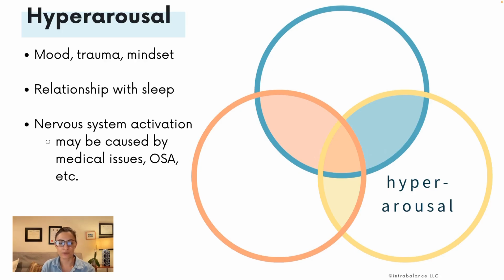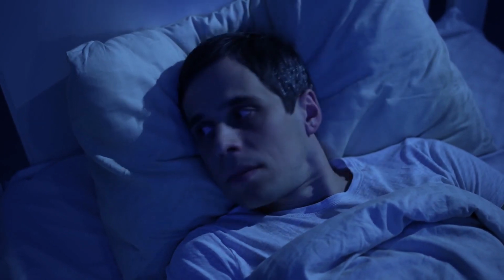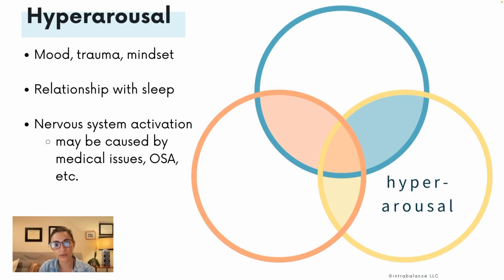The H stands for hyperarousal. This is an important aspect of sleep, and it's a big category because there are lots of different things that can feed into hyperarousal. This includes things like the patient's mood, psychiatric issues, depression, anxiety, trauma, and their mindset about sleep. Do they have a lot of anxiety about sleep? Do they have anxiety about their relationship with their bed, with sleep itself? All of these things can feed into hyperarousal and impact the patient's sleep quality.